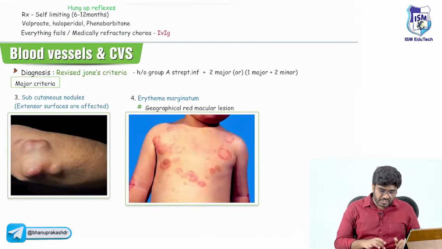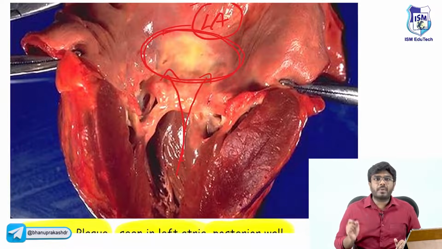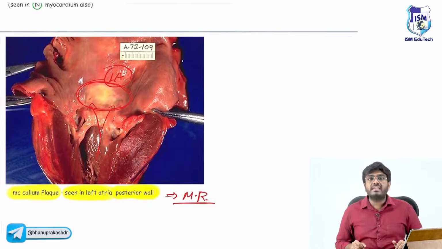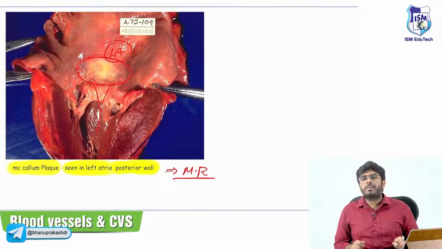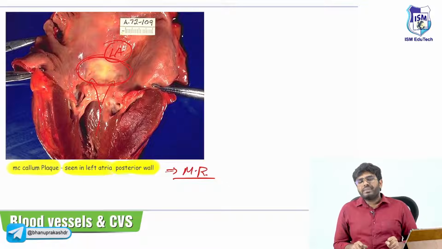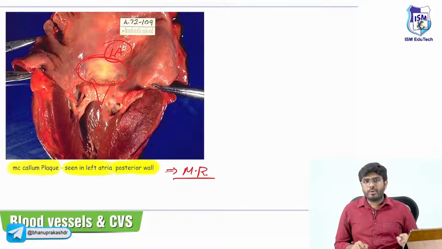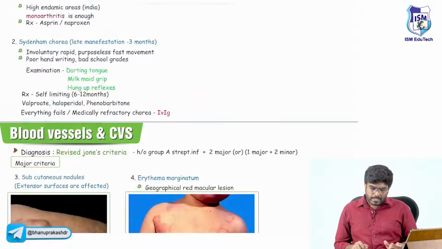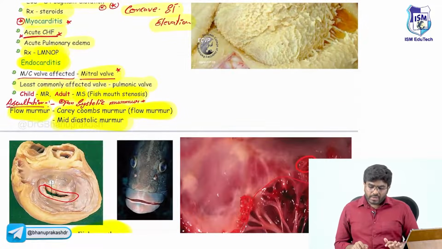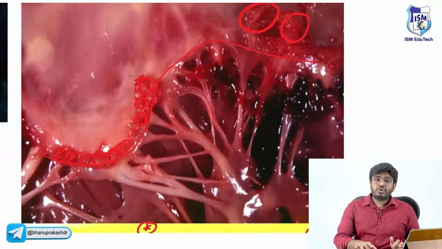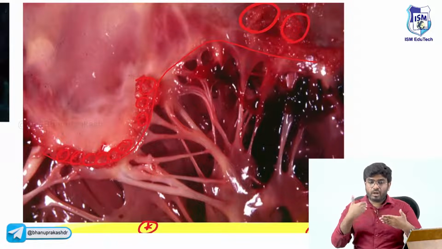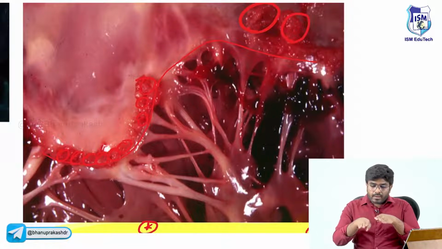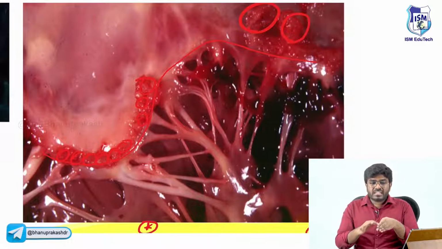Because of the mitral regurgitation, what will you have? MacCallum's plaque. It is seen in the left atrial posterior wall because of the mitral regurgitation. And there will be damage to the mitral valve leaflets. So at the exact line of closure, you are going to see the vegetations.